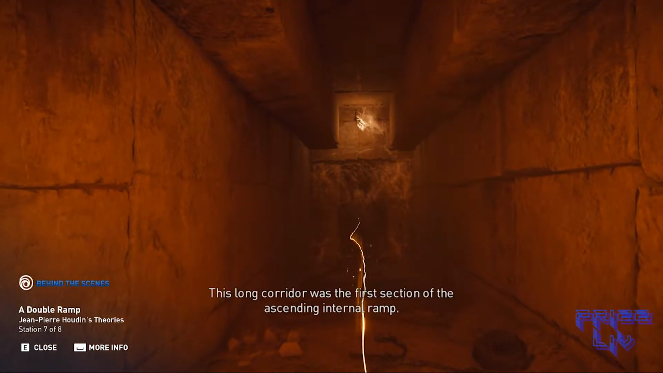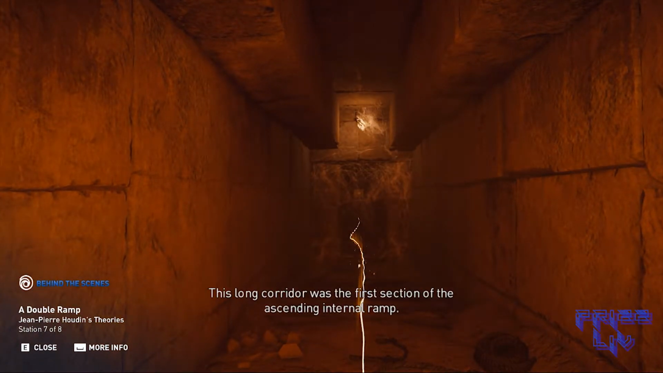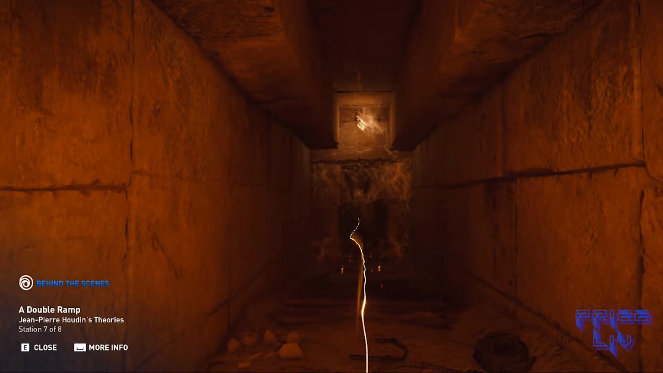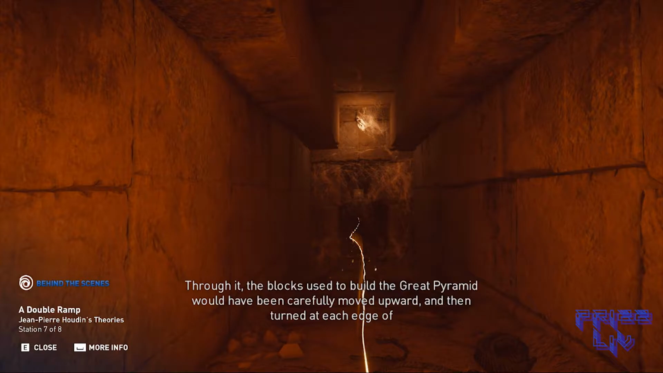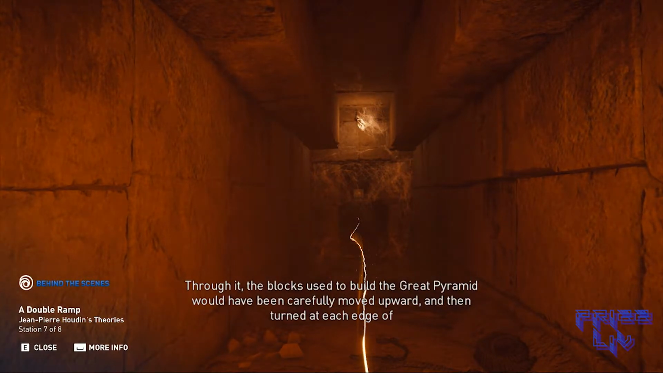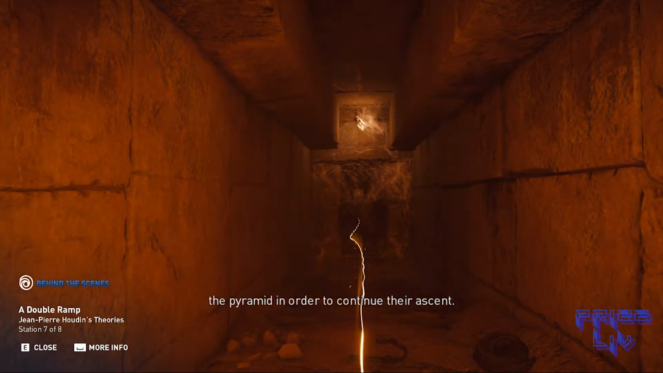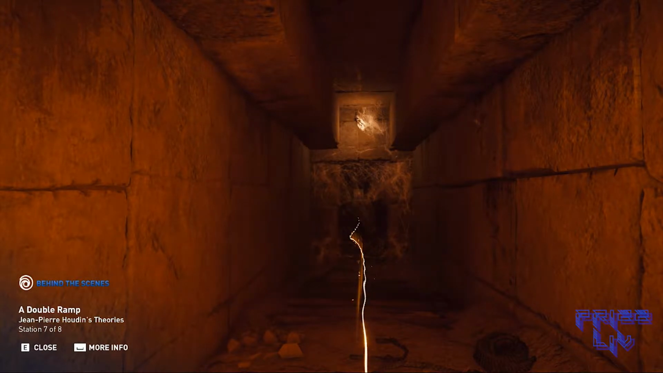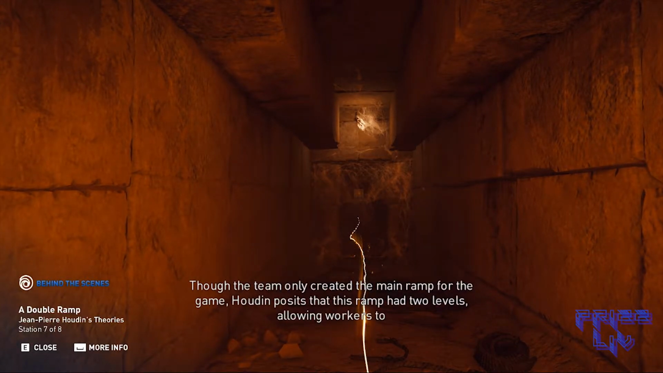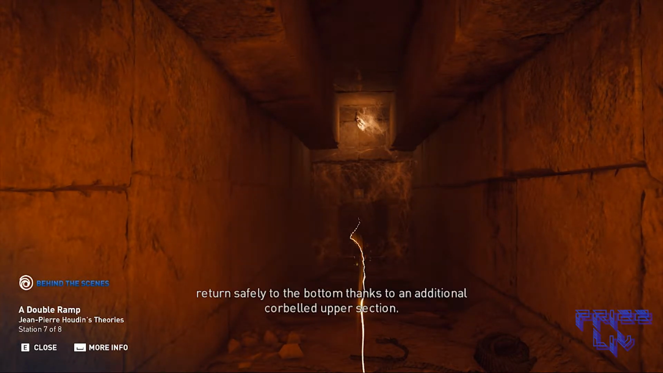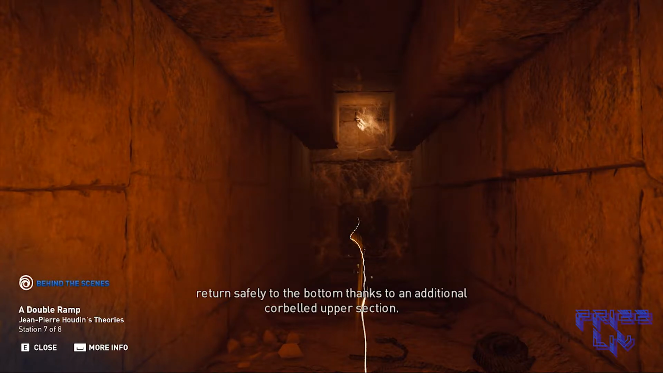This long corridor was the first section of the ascending internal ramp. Through it, the blocks used to build the Great Pyramid would have been carefully moved upward and then turned at each edge of the pyramid in order to continue their ascent. Though the team only created the main ramp for the game, Houdin posits that this ramp had 2 levels, allowing workers to return safely to the bottom thanks to an additional corbelled upper section.